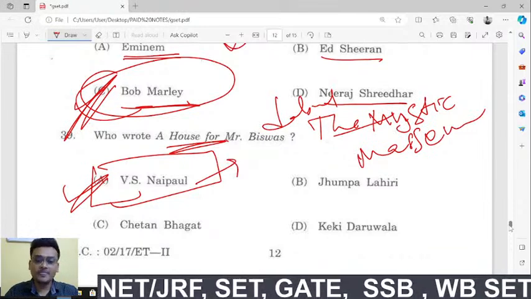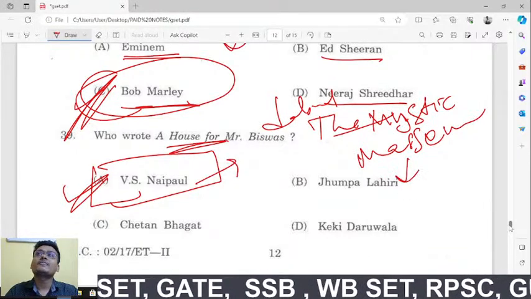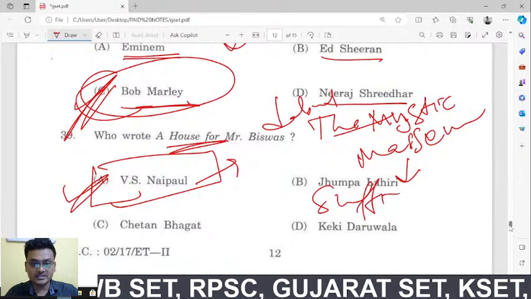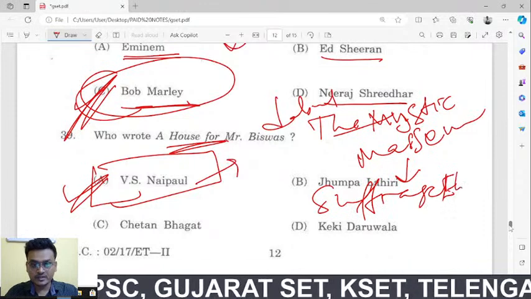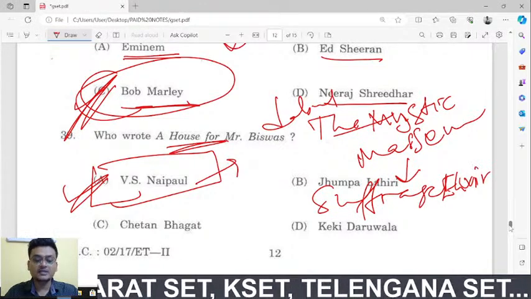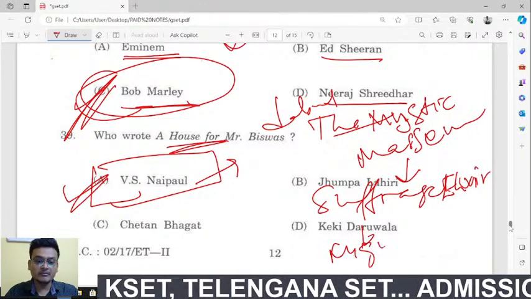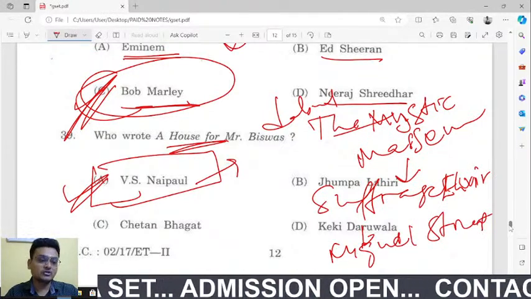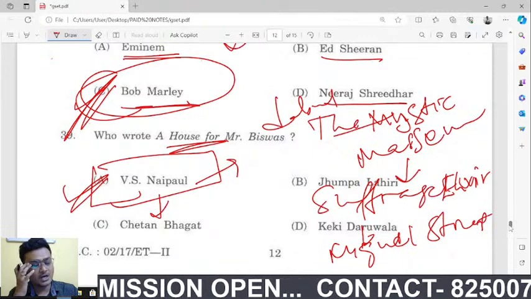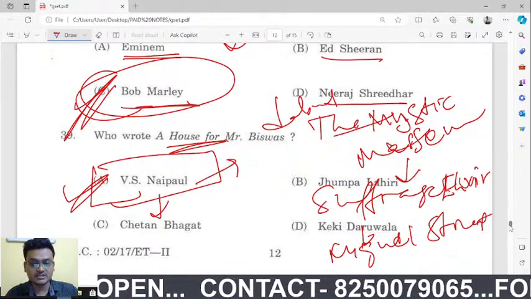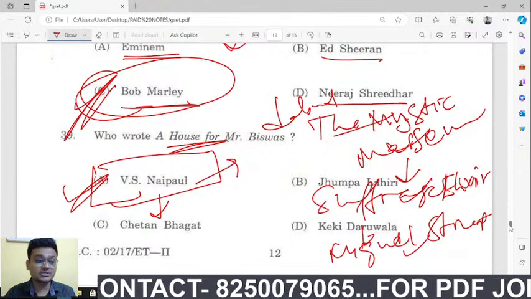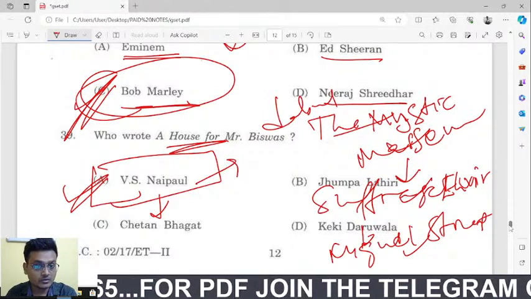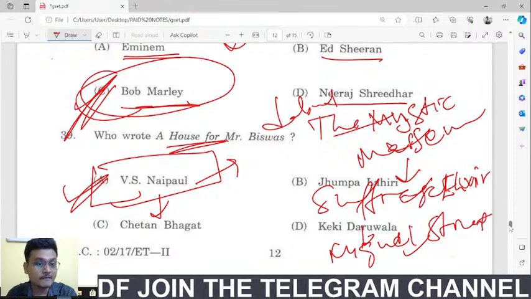Then after The Mystic Masseur, we also have The Suffrage of Elvira. Then we have Miguel Street, the short story collection. Then we also have A House for Mr. Biswas. First is The Mystic Masseur, The Suffrage of Elvira, Miguel Street. Then we have, which one are you saying, Jhumpa?